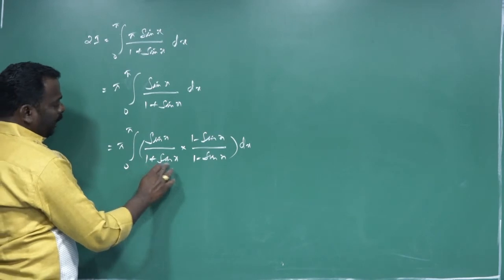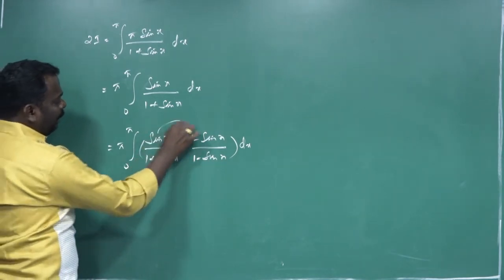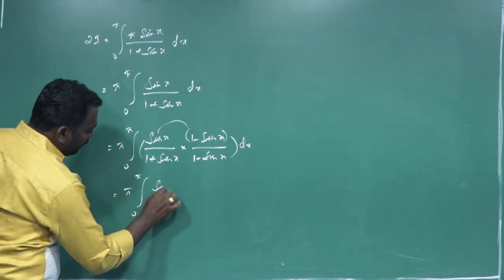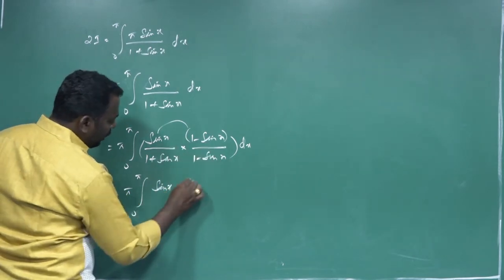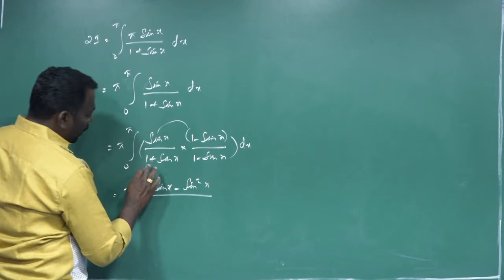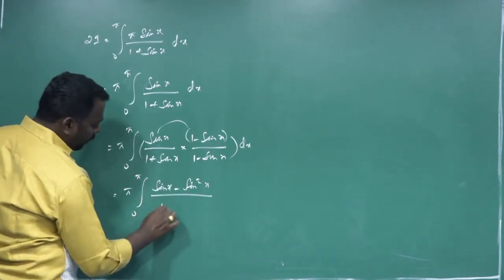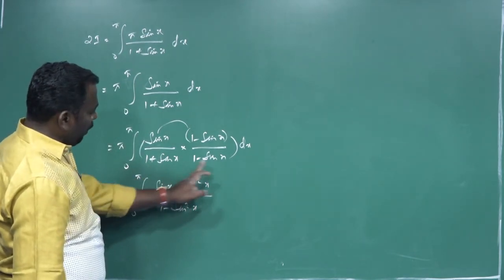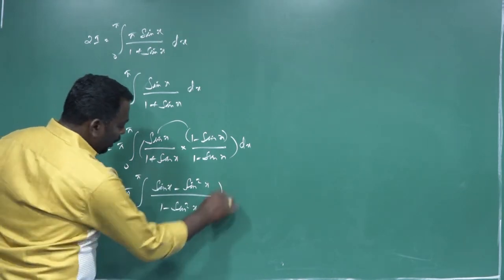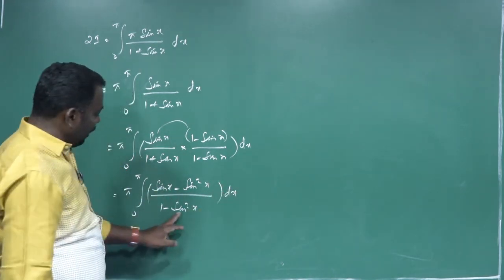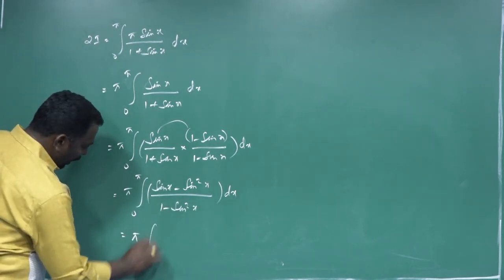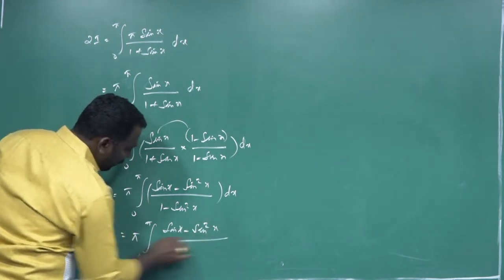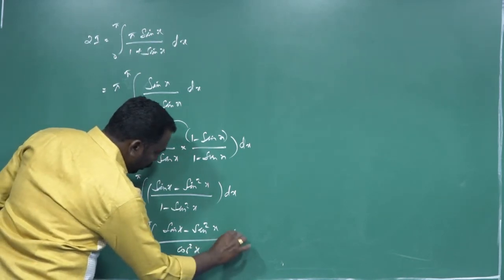Now a plus b, a minus b, write in a square minus b square form. Multiply this term inside the bracket, equal to pi into integral 0 to pi, sin x minus sin x into sin x, that is sin square x, by a plus b, a minus b. 1 square is 1, and minus sin square x, a square minus b square equal to a plus b, a minus b, into dx. 1 minus sin square equals cos square, so that is equal to pi integral 0 to pi sin x minus sin square x by cos square x into dx.